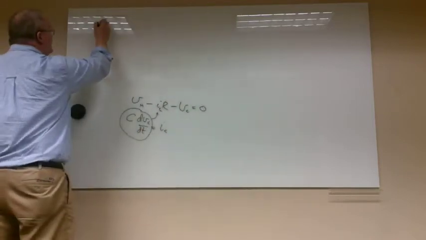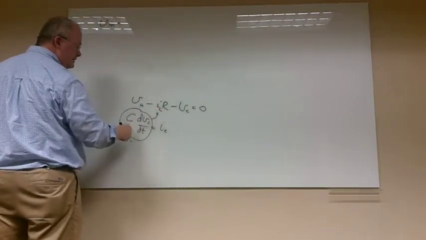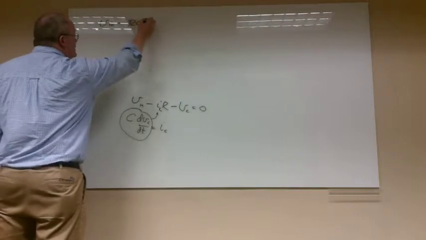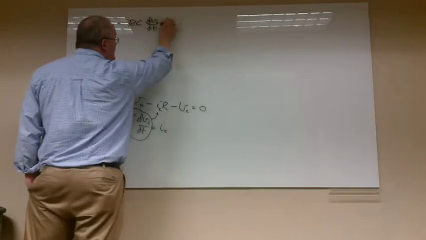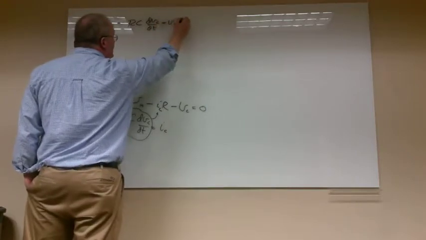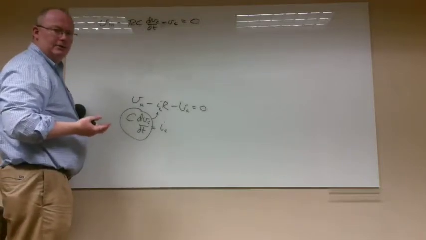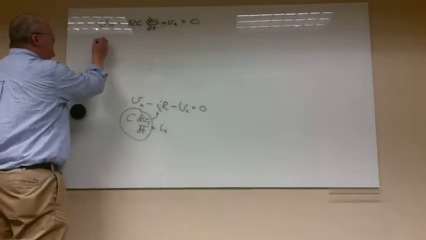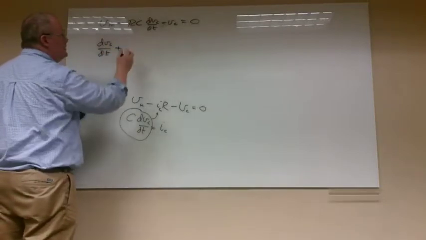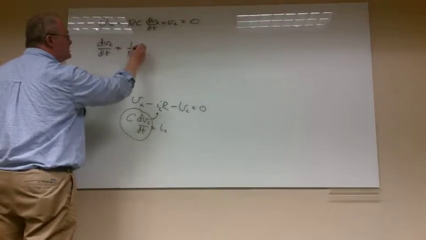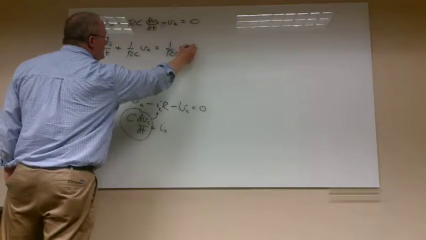We get then V_in minus, we have R times that I_C, so in other words, RC dV_C/dt, minus V_C is equal to 0. So if we want to cast this as a regular old ordinary differential equation, usually what we would end up doing is take the dV_C/dt and divide everything by RC. So we end up with dV_C/dt plus 1 over RC times V_C is equal to 1 over RC times V_in.